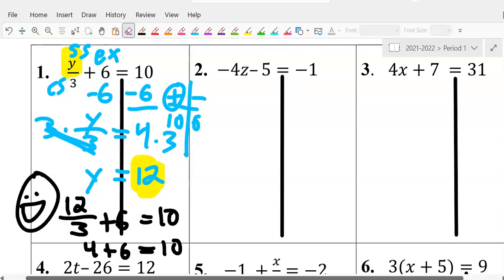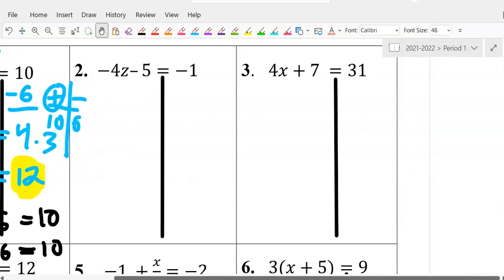See what I mean? And then you get home and you tell your mom and dad, I got 100% on the test. Woo! And they're like, how do you know? And you say, because I checked my answer. Very good. All right, next.